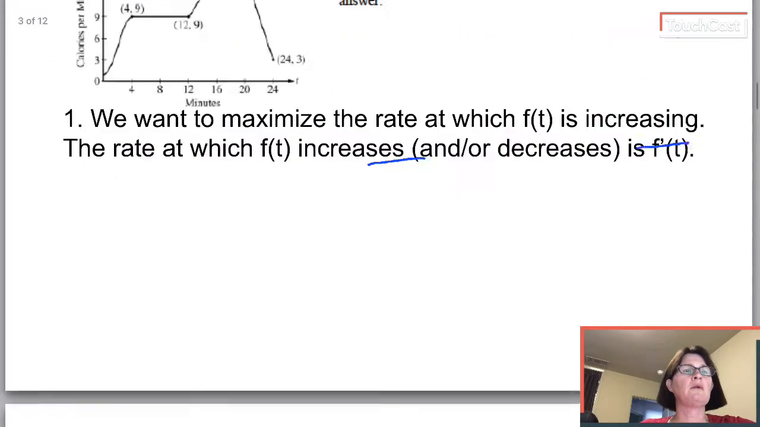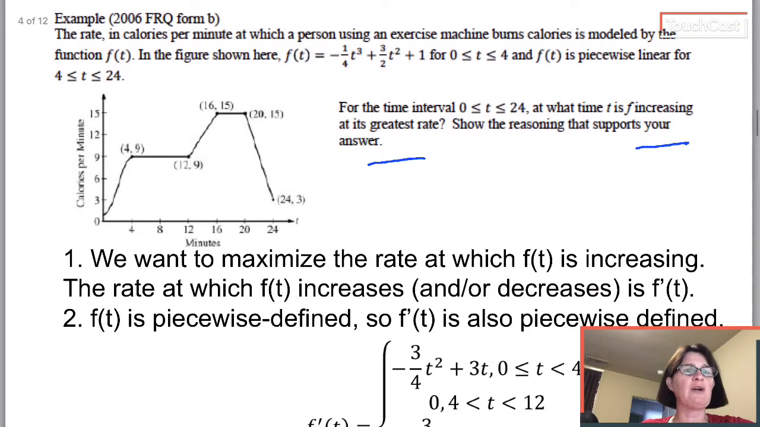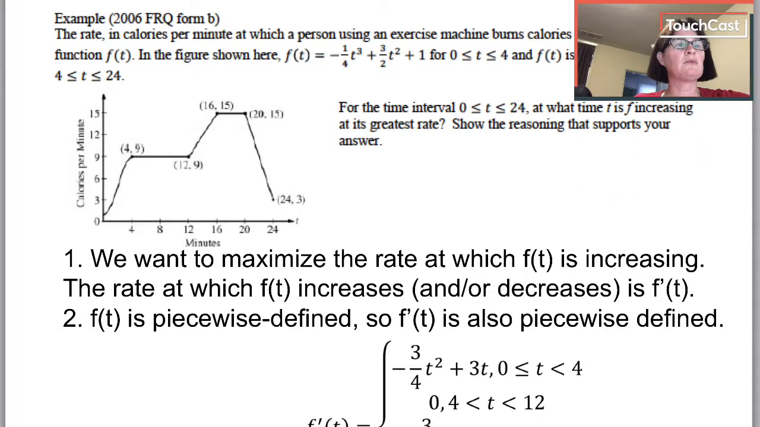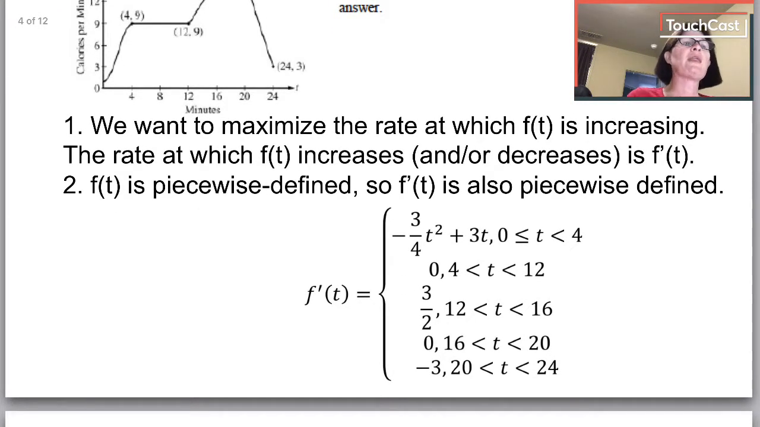So I'm going to need an expression, a formula, a function to describe f prime of t. So since f is piecewise, f prime will also be piecewise. Let's see how we can do this. So that first piece, which was polynomial, it's pretty easy to find the derivative. And then since the other pieces are linear, I found the slope of all the other pieces.